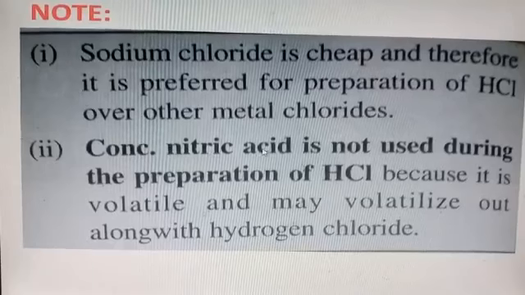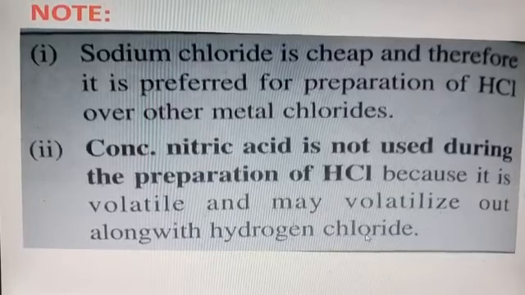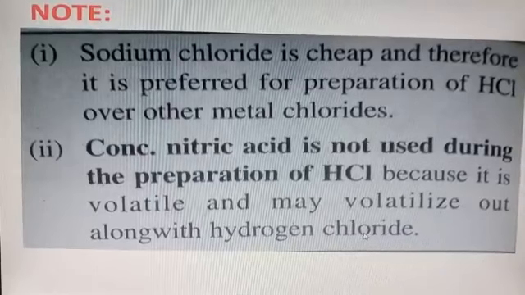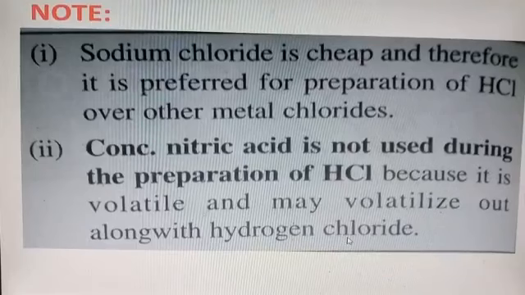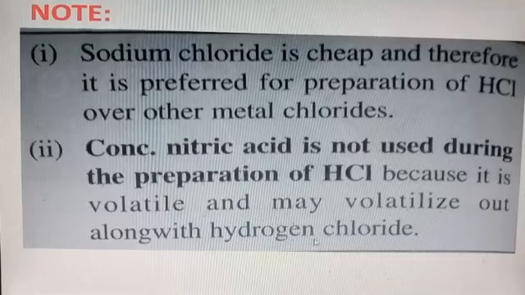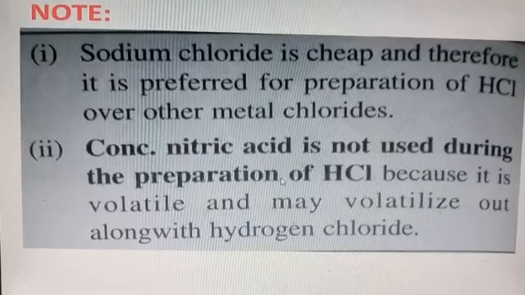because there will be a mixture of nitric acid as well, because both nitric acid as well as hydrogen chloride are volatile and sulfuric acid is not volatile. That's why sulfuric acid is used in the preparation of hydrogen chloride gas. Why is sulfuric acid used? Because sulfuric acid is a non-volatile acid. And why is concentrated nitric acid not used? Because it is volatile and may volatilize out along with hydrogen chloride. And sodium chloride is used because it is very cheap.